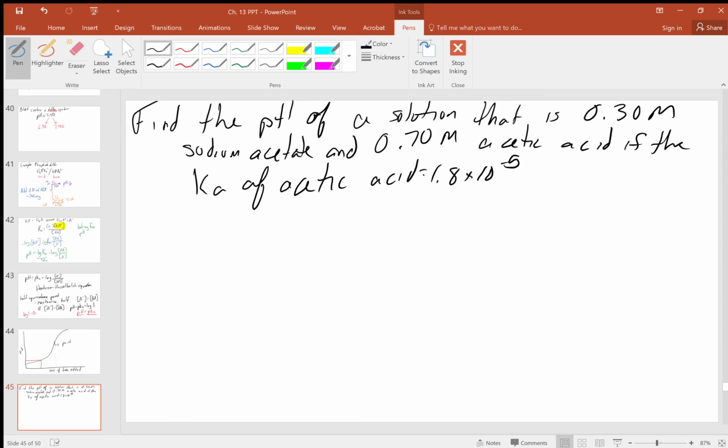So here's another way that we can identify which one is the acid and which one's the base. Kas and pKas correspond to acids. So the substance that the Ka or the pKa is given for, by definition, pretty much has to be the acid.